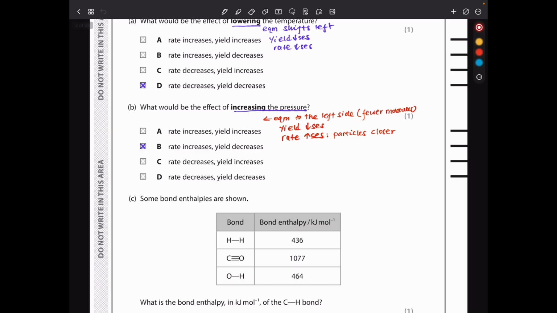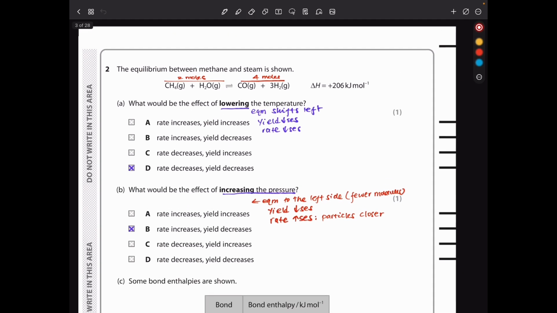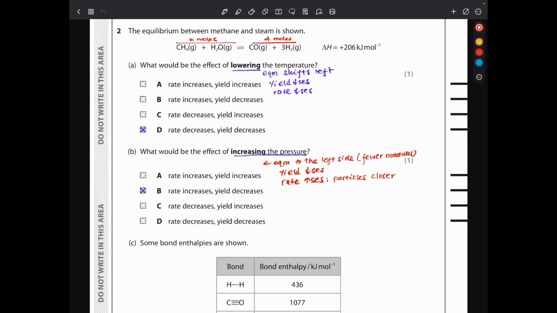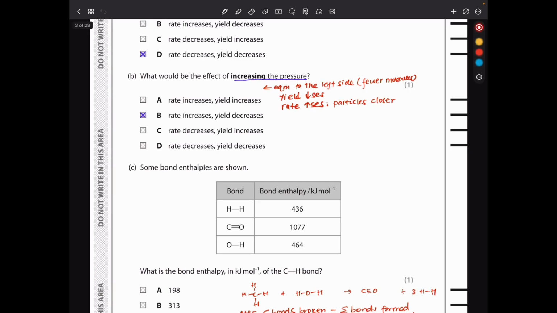In part B, what would be the effect of increasing pressure? So here, increasing pressure shifts the equilibrium position to the side with fewer gaseous molecules. So this means it's going to shift to the left, meaning the yield is going to decrease. So my answer is rate increases, yield decreases. The reason as to why rate increases is when you increase pressure, the particles are going to be closer together, meaning there are more collisions. However, in this case, we are going to be producing more of the reactants, so the answer is B. Rate increases, the yield of the product decreases, since the position shifts to the left-hand side.